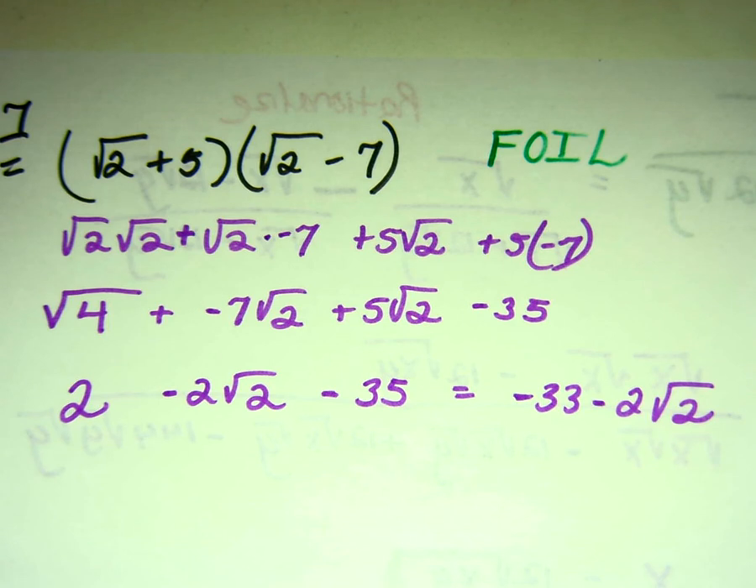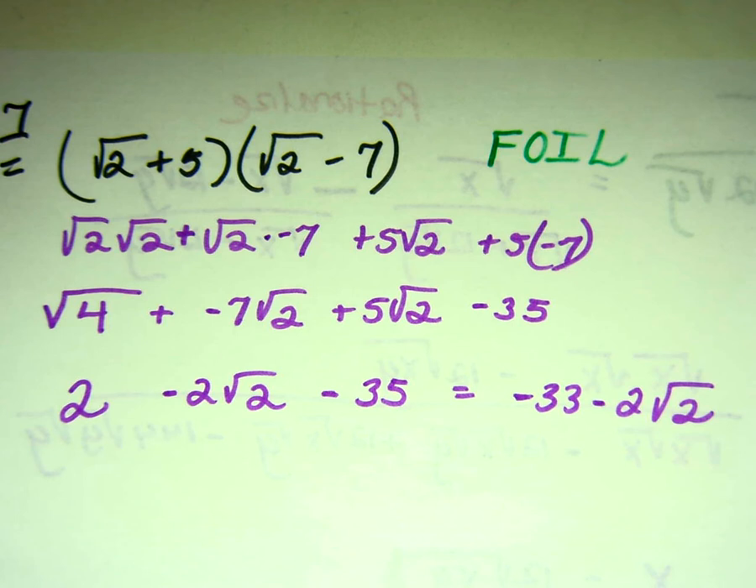So we got square root of 2 times square root of 2, plus square root of 2 times negative 7, plus 5 times square root of 2, plus 5 times negative 7. So whatever's on the radical, we got 2 times 2 is 4. Then 7 is outside, so you got negative 7 square root of 2. The 5 is also on the outside. And we know that 5 times 7 gives you 35, it's going to be a negative 35. The square root of 4 is 2.